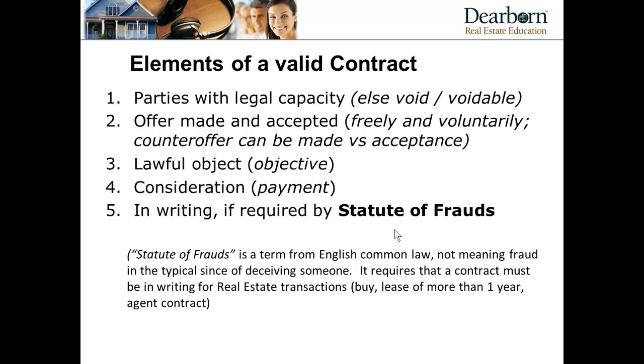The third element for a contract to be valid is that there has to be a lawful object. That means an objective. It can't be a contract to do something that's illegal or otherwise prohibited by law. You can't enforce that kind of contract. There has to be consideration. As I said, there's two parties to a contract, and so typically the payment will be money or services, but there has to be something from each side for the contract to be valid.